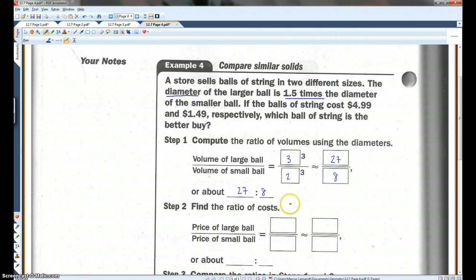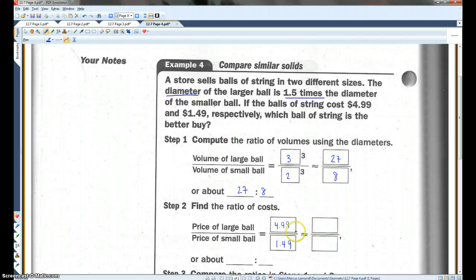Now, the price of the large ball is $4.99. Price of the small ball is $1.49. Okay? Let's see here. This fraction actually does not simplify, but 4.99 is really, really close to 5. And 1.49 is really, really close to 1.5. Okay? And if you multiply each of these by 2, you get 10 over 3.